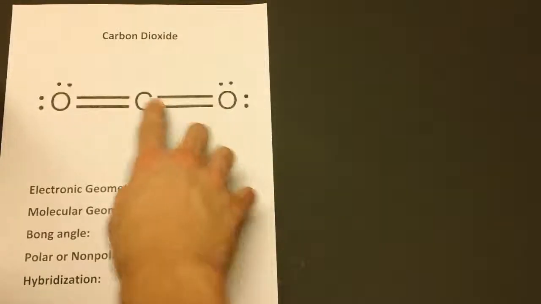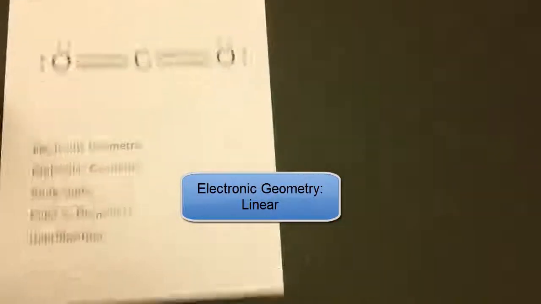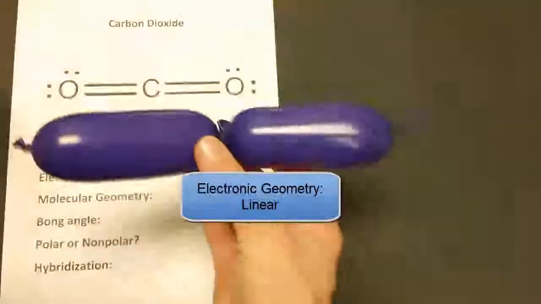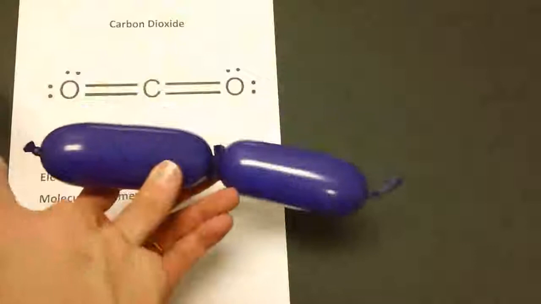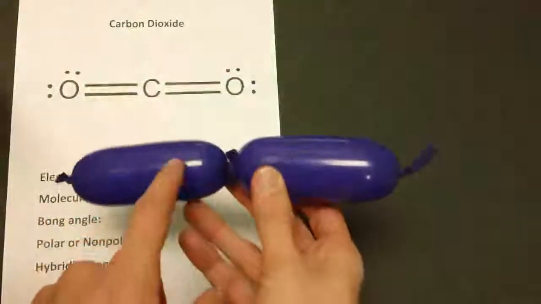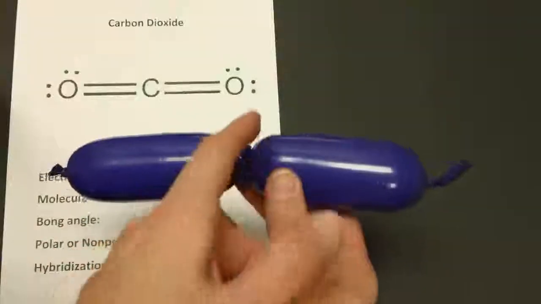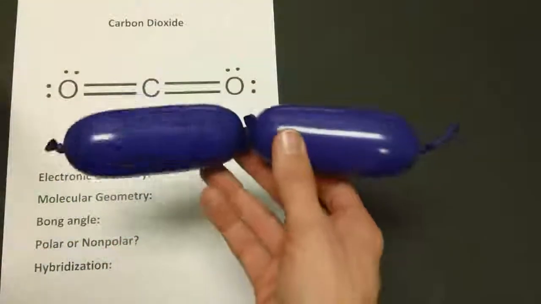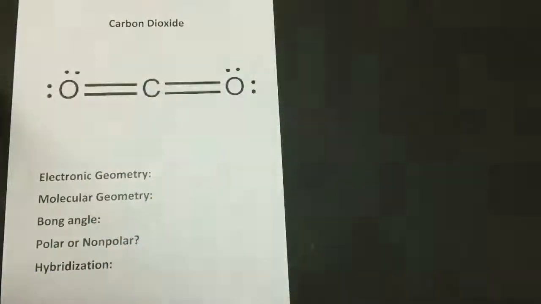So that's one region, there's another region. So you tell me, what's the electronic geometry? We can tell, because there's no lone pairs, that it's linear. So here I've got a model where I've imagined here's your carbon, 2 oxygen atoms, and if this double bond represents one balloon and then another double bond is another balloon, they're getting as far away as possible. We see that line. So the electronic geometry is linear.